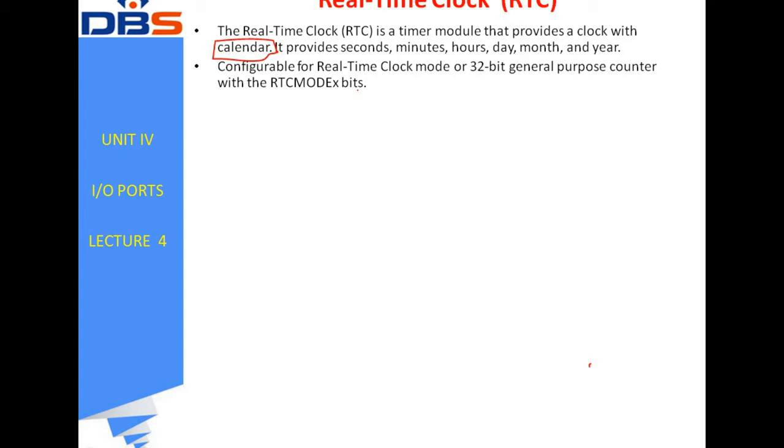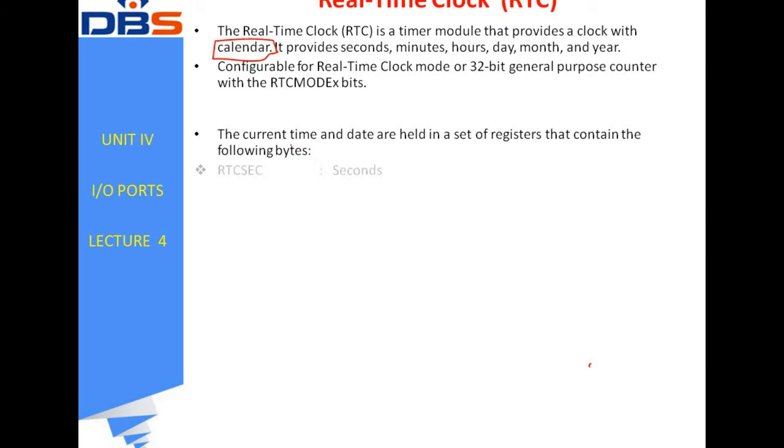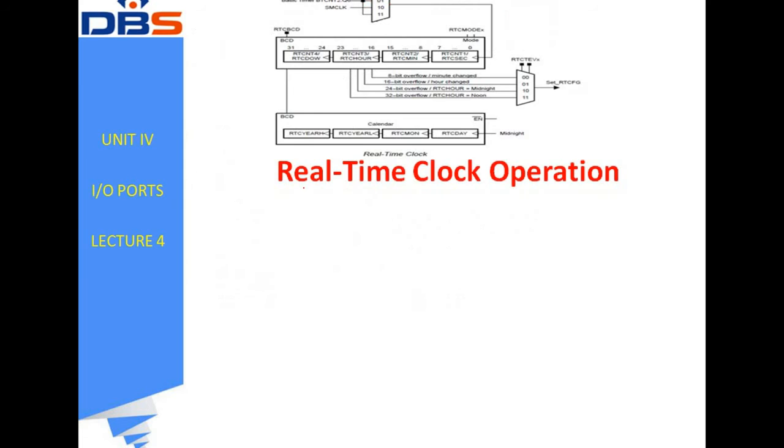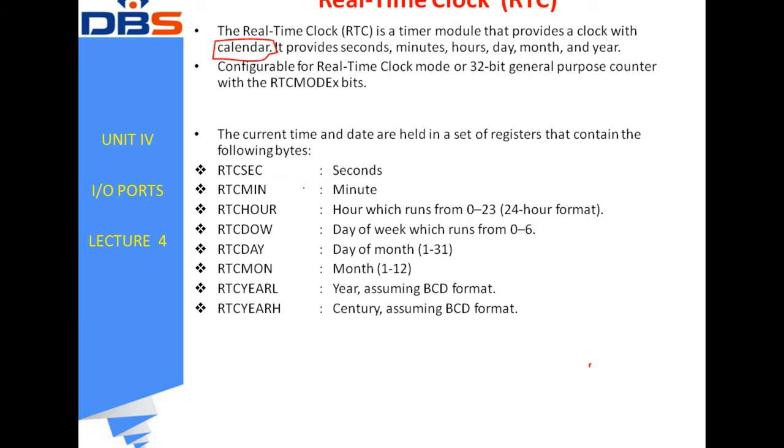It can be configured. Okay, coming to the next one, the current time and the date are held in a set of registers that contains the following bytes. That means we need to calculate that, and designing a calendar is very hard. We need to check each and every second. For each and every second we cannot assign a single register, so that's why they have assigned different registers.